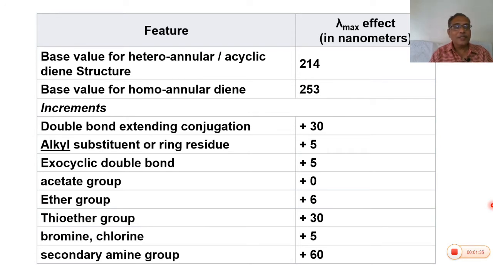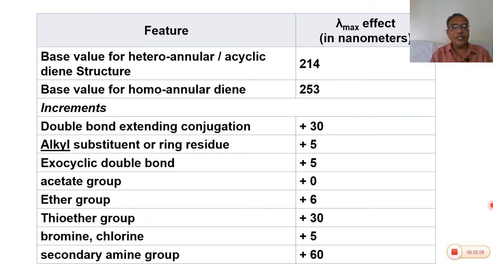This table explains the values related to structural aspects. Base value for heteroannular or acyclic diene structure which is proposed is 214 nanometers. Base value for homoannular diene is 253 nanometers. There are certain increments for specific positions, specific substituents. Double bond extended conjugation, addition of 30 nanometers. Alkyl substituent or ring residue.